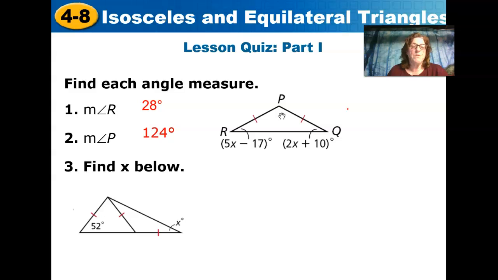Now for question number 3, there really isn't a lot of work that's involved here. Hopefully, you recognize that this triangle here is isosceles. If this is 52, then this is 52. And this angle is a remote exterior angle that is equal to the sum of these two angles. So 52 is equal to 2x. So therefore, x is equal to 26.